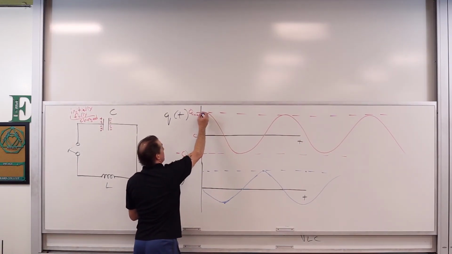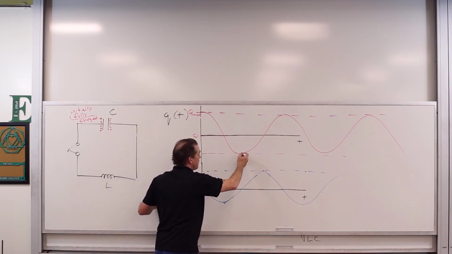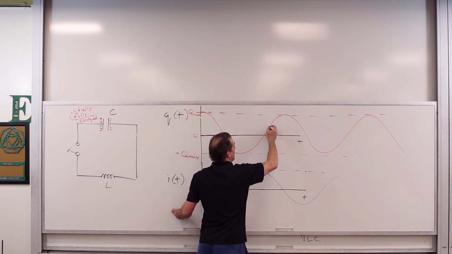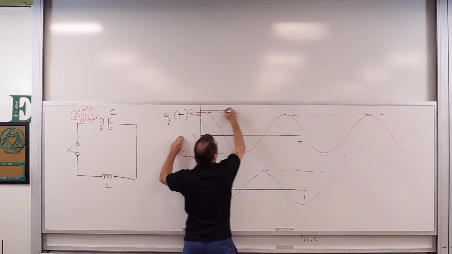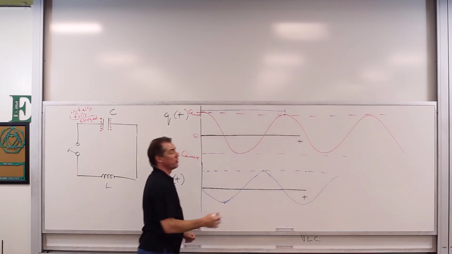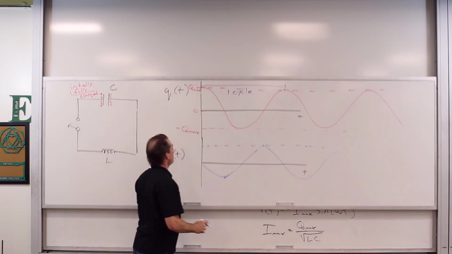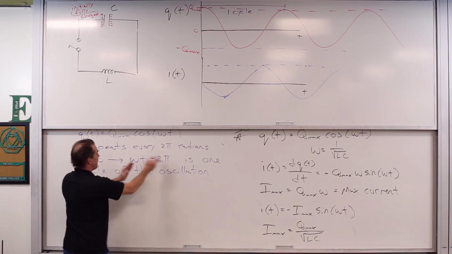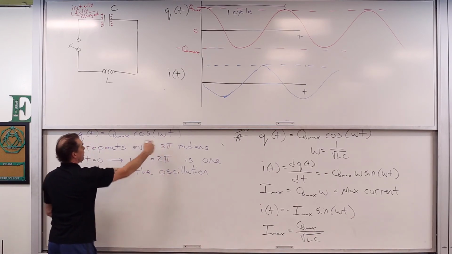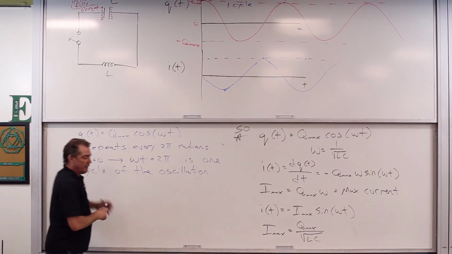We start in this state, maximum charge, discharges, then begins to charge in the opposite polarization, then discharges, then begins to charge in the initial polarization, and we're back right here. This right here is one full cycle of the oscillation that will continue. One cycle, going from omega t equal to 0 to omega t equals 2 pi. If omega t is equal to 2 pi, cosine of 2 pi is just 1, we got Q max back. So this is what we want to look at.